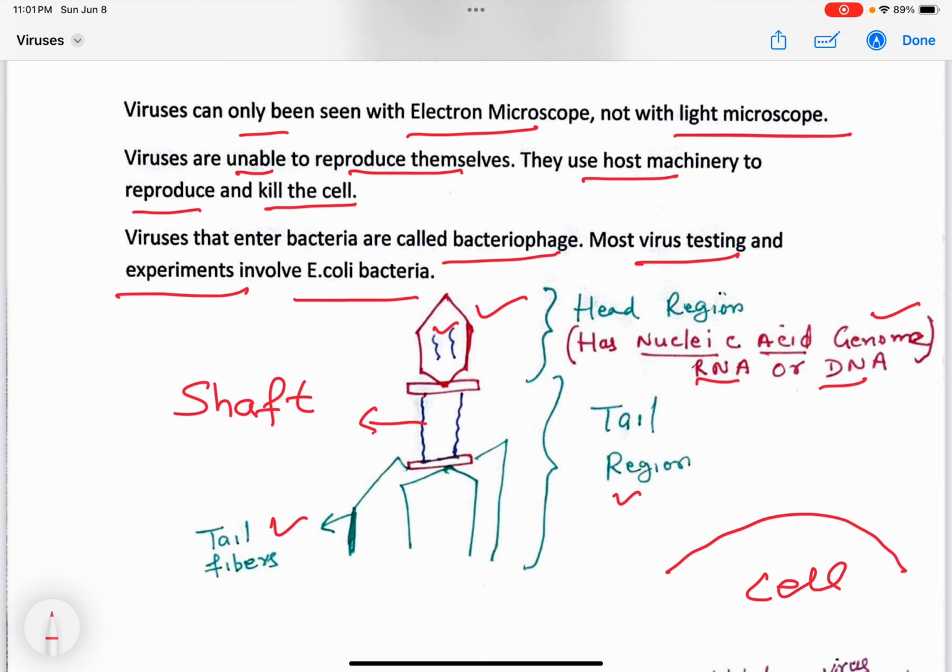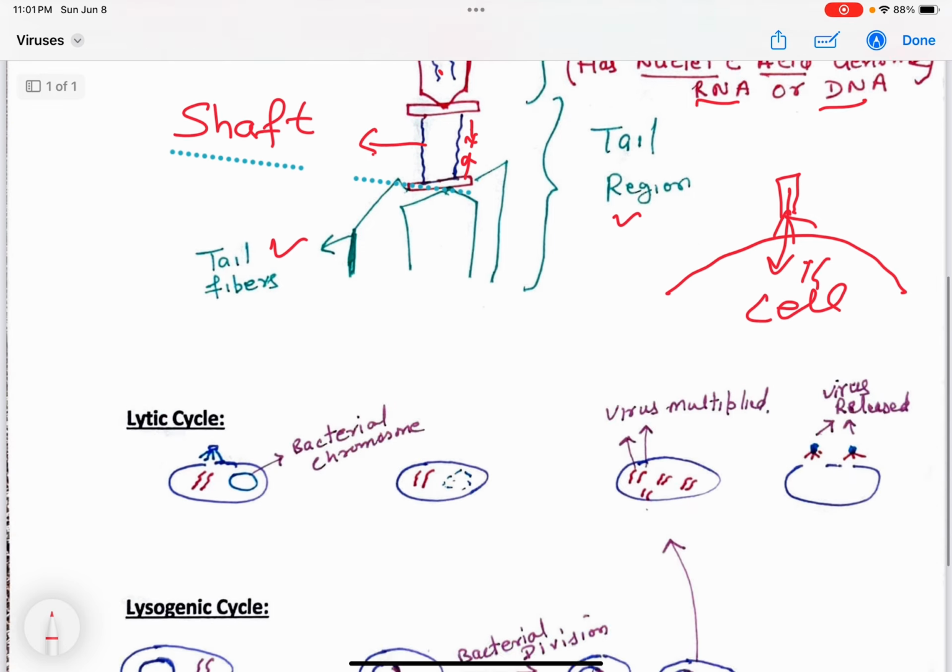Let's see, this is a cell, and this is a bacteriophage that is going to penetrate into the cell, or a bacteria, right? So in the shaft, this would shrink. Due to the shrinkage, this genome right here gets injected right in here. Okay, so that's how the genome enters a host cell.